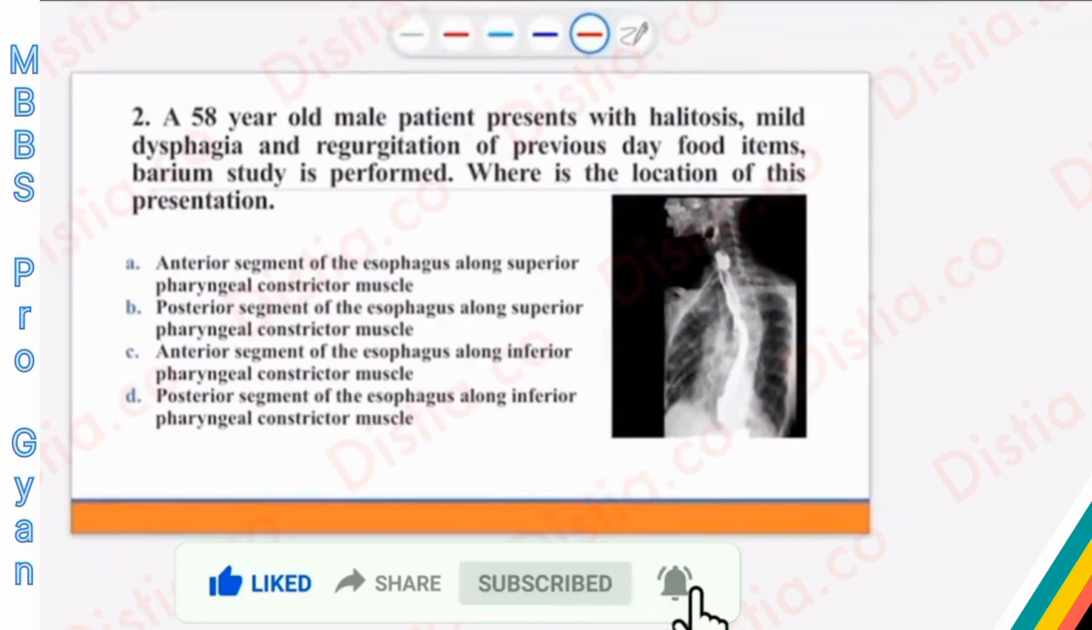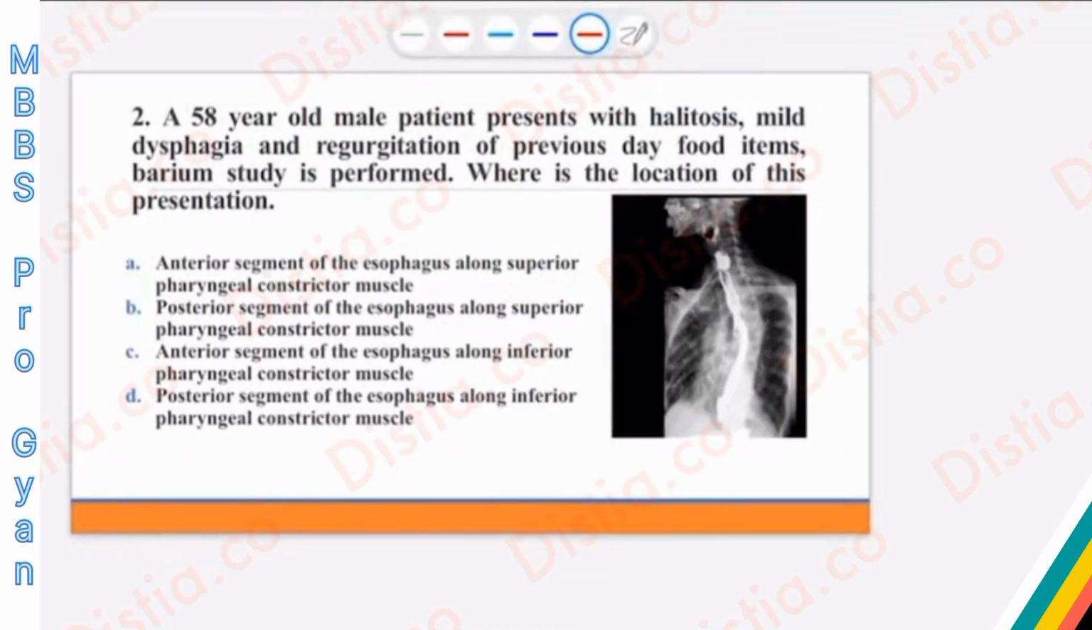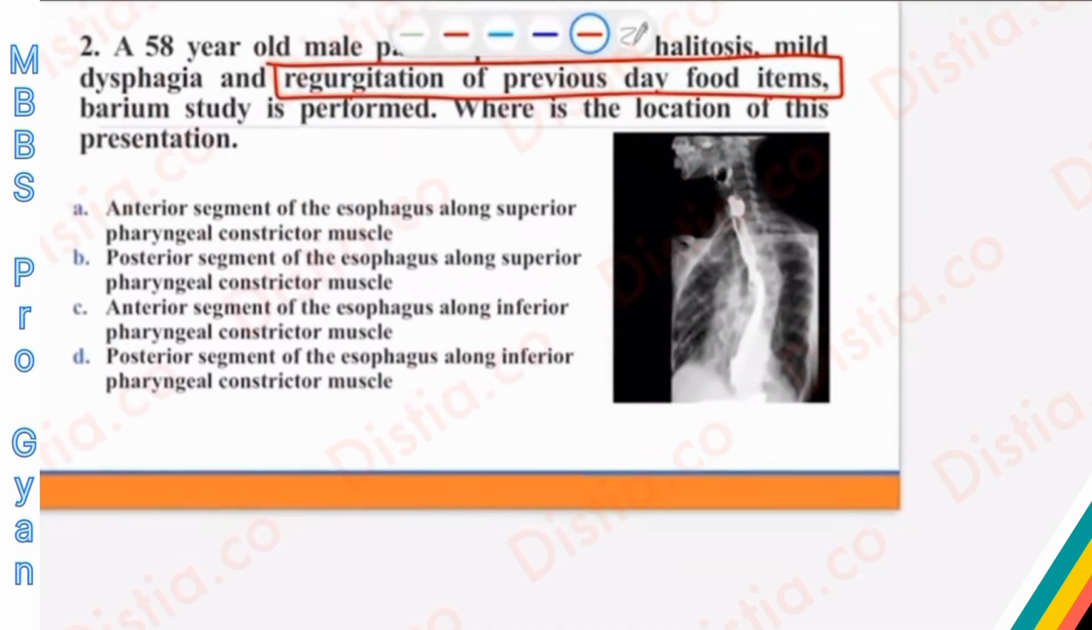This one talks about a 58-year-old male patient with halitosis, bad breath, mild dysphagia, and regurgitation of previous day's food items. You are familiar with the fact that regurgitation of previous day's food items is something that you are going to read with two disorders. One is achalasia cardia and the second is Zenker diverticulum. The barium study of the patient was performed and he's asking where is the location of this presentation.